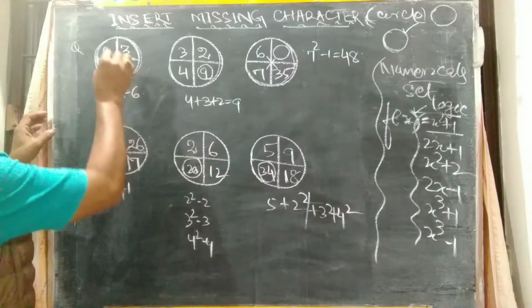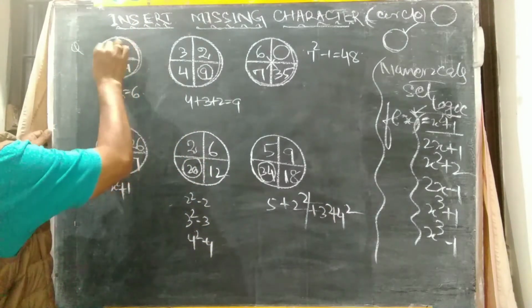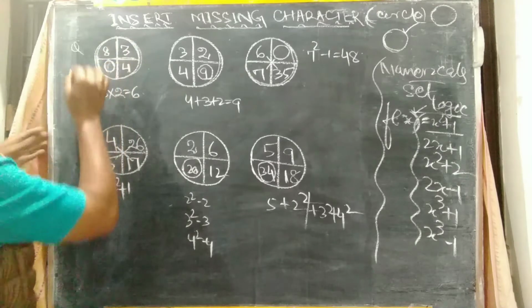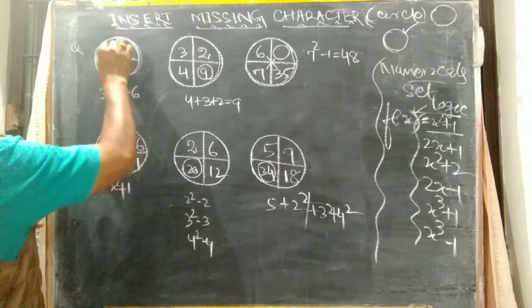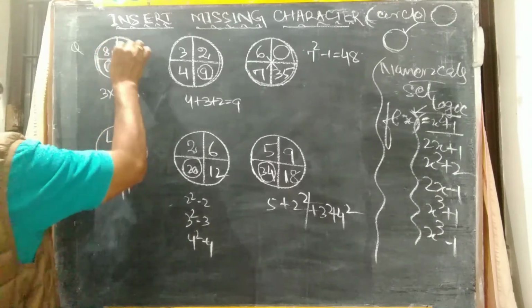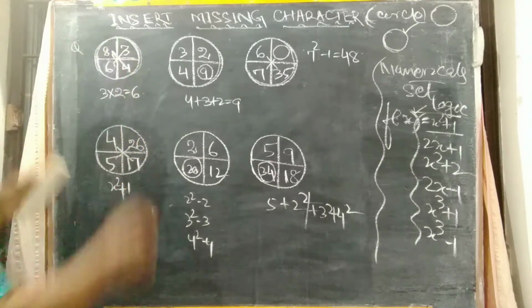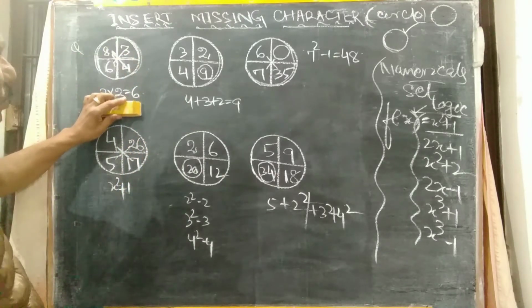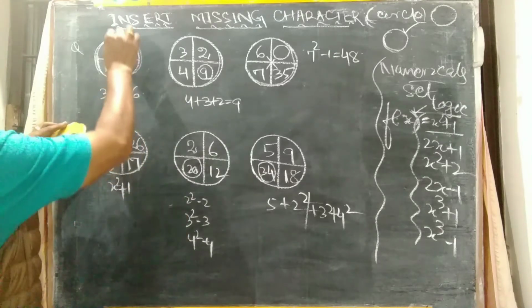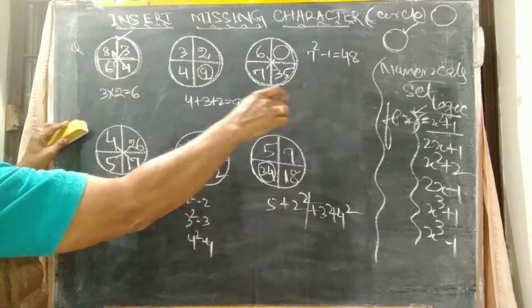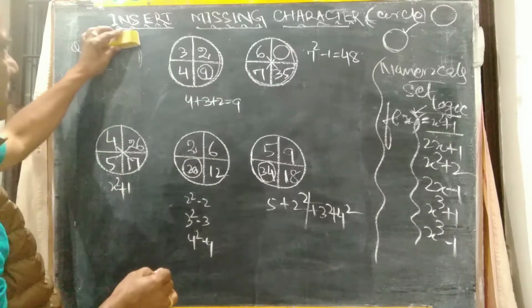Just you see, at the 3, 8, 3, 4, what will be here? Dekho, simple, double of 4 is 8, double of 3 is 6. What will be the answer here? 6. Out of the options you will find it out. So this type of 3 questions will be given, but from 1 question you can get the logic.